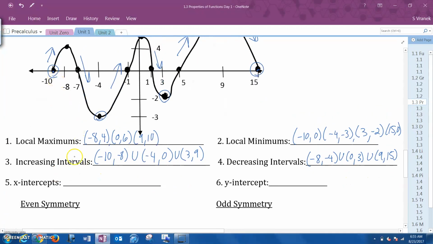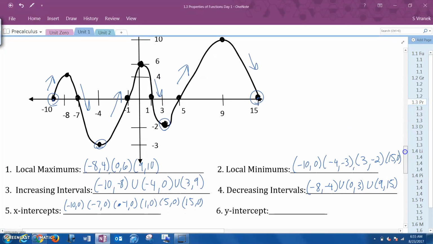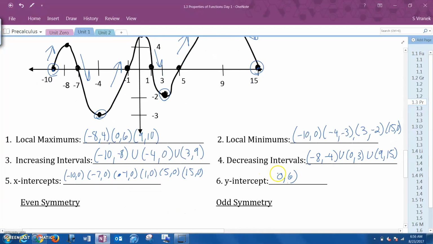X-intercepts are where it hits the graph. There are a lot of x-intercepts for this graph. 1, 2, 3, 4, 5, 6. So we have the point negative 10, 0, negative 7, 0, negative 1, 0. Oops, too many negatives there. 1, 0, 5, 0, and 15, 0. The y-intercept for the graph, there's only one usually for a function. That'd be 0, 6. Okay, so that's kind of all the information you should know how to do with a function. List the points that are max and mins, list the intervals where it's increasing and decreasing, and then tell me the intercepts.